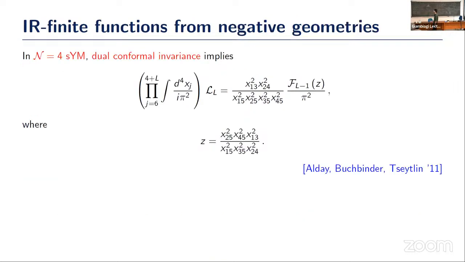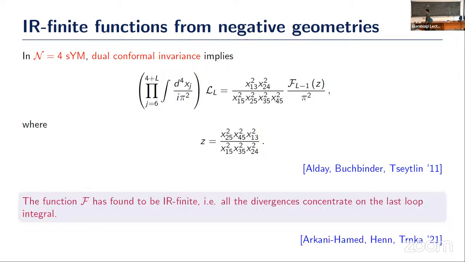So what happens now if we take this integrand for the logarithm of the amplitude and we perform all but one of the loop integrations? Well, surprisingly, this formulation in terms of negative geometries allows one to say that this integration will be IR finite. And in particular, for the four particle case, this integration is given by a function of a unique cross ratio in four dimensions. As I mentioned before, this result of integrating all but one of the integrations is IR finite because all the divergences concentrate on the last loop integral.